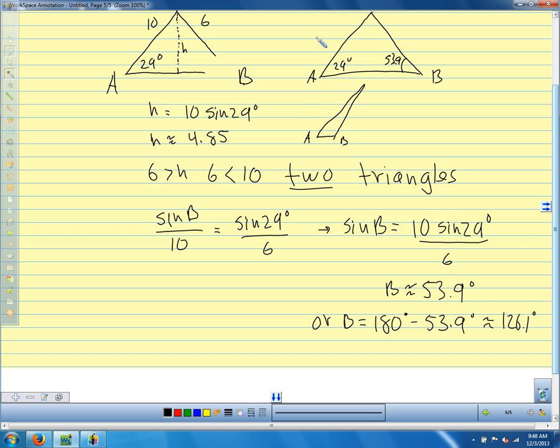So those would be our two possible triangles for this situation. Then we would end up with two possible values for angle C that we could find, because our three angles had to add up to 180. And we'd have two possible values for length C. We'd have the long one and the short one.